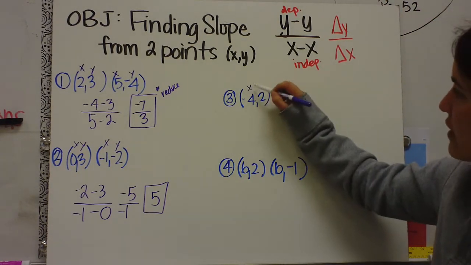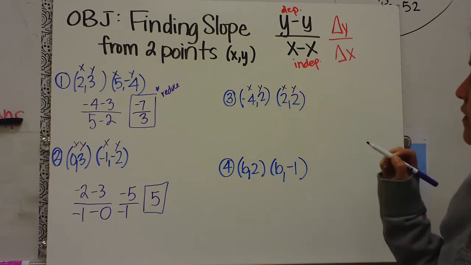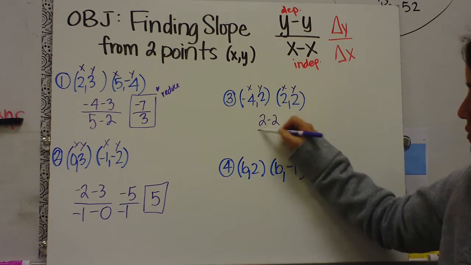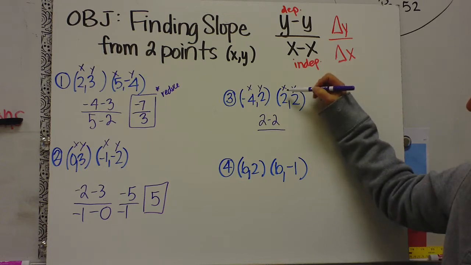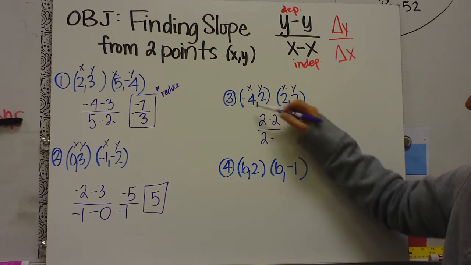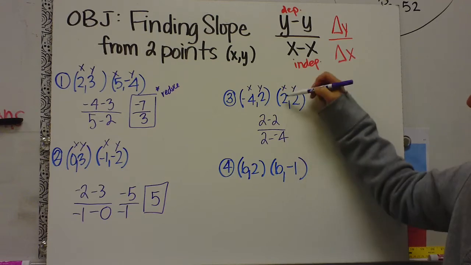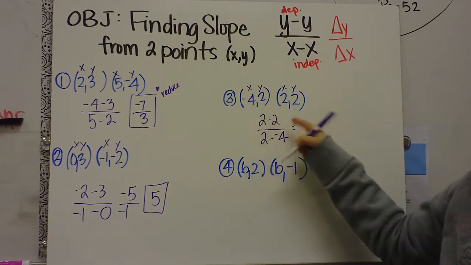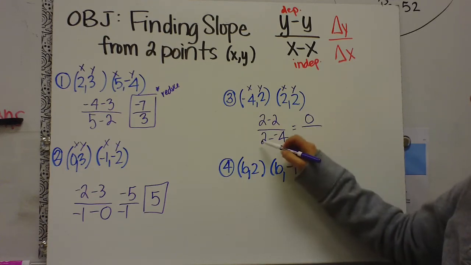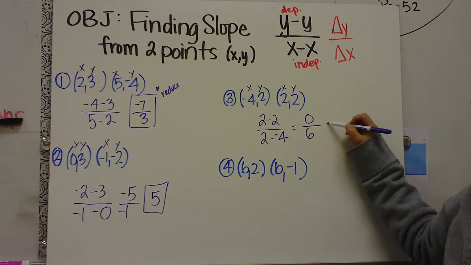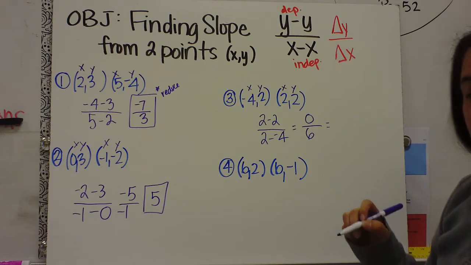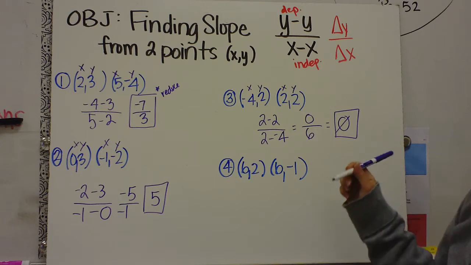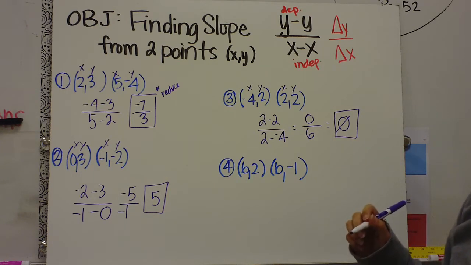Number 3, we have x, y and x, y. And we're going to subtract y minus y, so 2 minus 2. And then x minus x, 2 minus -4. So notice it's 2 minus -4. When I subtract, 2 minus 2 is 0. 2 minus -4 is 6. Type that into your calculator to reduce, and it's 0. So remember a 0 slope. We've talked about 0 slopes before.